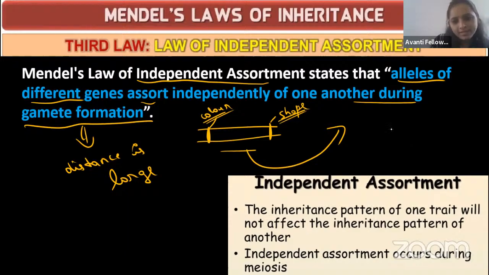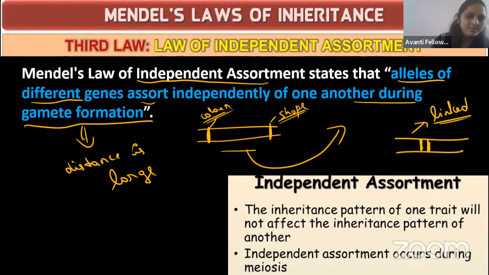Remember, guys, what will happen here? When the genes are together, it means the distance is very less. When the distance is very less, we call it a linked gene. Linked gene. So here you have to remember that in the linked gene, the law of independent assortment will not work. In the linked gene, the law of independent assortment will not work. They will assort together. They will not assort independently.